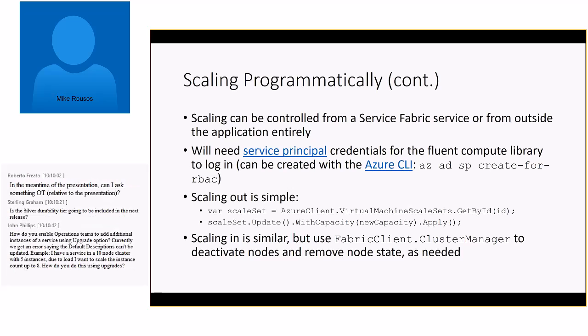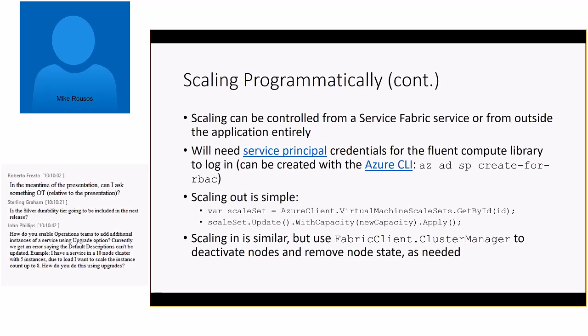And then scaling in is going to be similar. The difference, of course, is that if you're in Bronze tier, then you would need to use the Fabric Client API as well to manually deactivate the nodes and remove the node state as needed. But because this is happening programmatically, you could just make that part of your scale-in operation, and you'll get that happening along with the scale set changes.